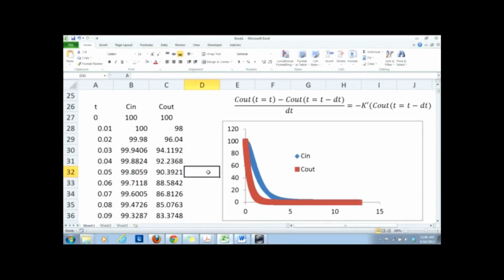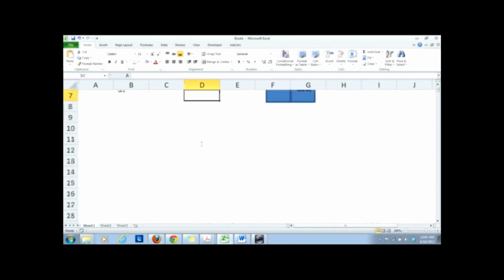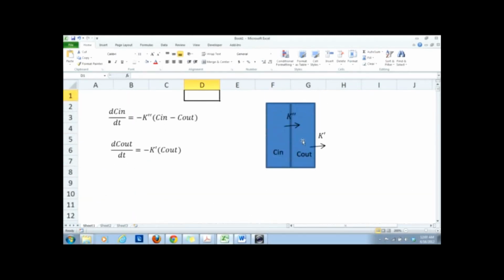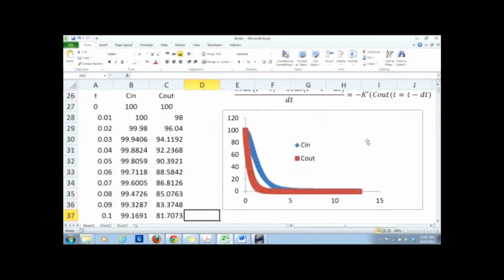As you can see, these two curves go to 0, because if you look at our model, the diffusion is happening from the chamber to the open air, and the open air is a sink, so everything will eventually evaporate and go to air, so everything will be consumed. So concentration should go to 0. That means our model is working.